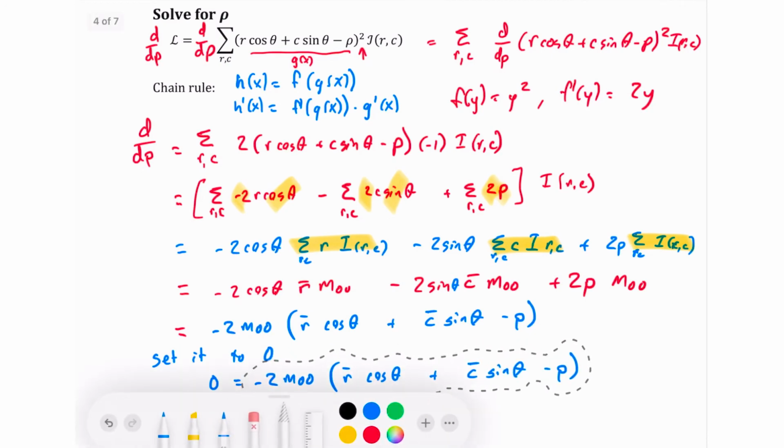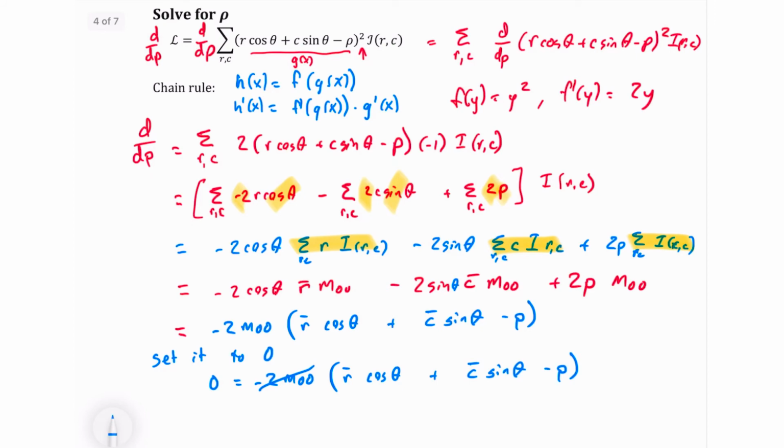And since this is equal to 0, I can divide on both sides. When I divide, I can cut out the common term, and I have just 0 is equal to r bar cos theta plus c bar sine theta minus rho. And so what this means is I have a line that passes through the location r bar c bar. Okay, let me write that down.